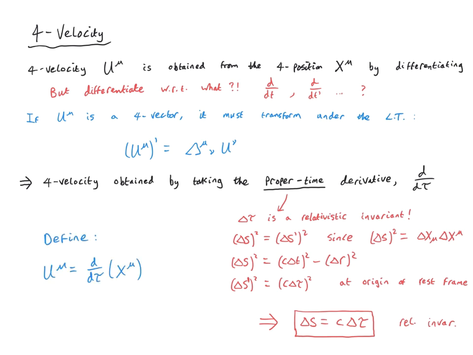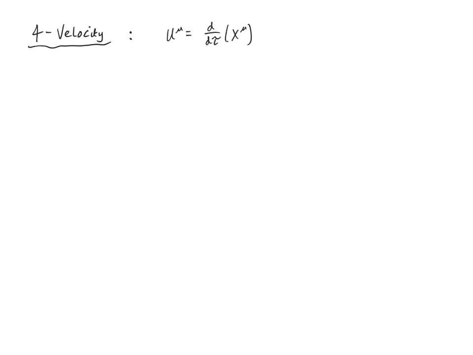So we define the four velocity u^μ as d/dτ of x^μ. This is then guaranteed to transform like a four vector. Using this relation that Δs is equal to cΔτ, I can actually also write this simply as c d/ds of our four position x^μ. So let's evaluate this four velocity using this definition.